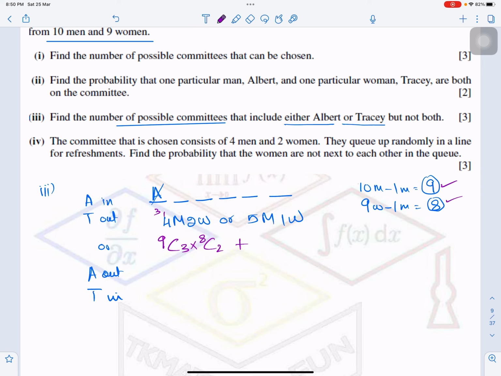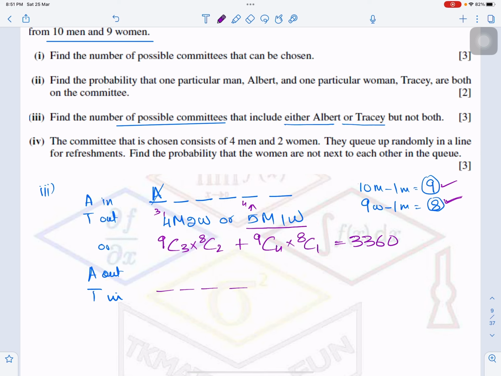Or, mean plus, again the second condition, which was 5 men and 1 woman. 1 man is already in, which is Albert. So I have to select 4 more. So from 9 I will select 9C4 into remaining women were 8 because Tracy is out. So 8C1. So this is the case when Albert is in, and if you calculate it in the calculator, it is 3360.